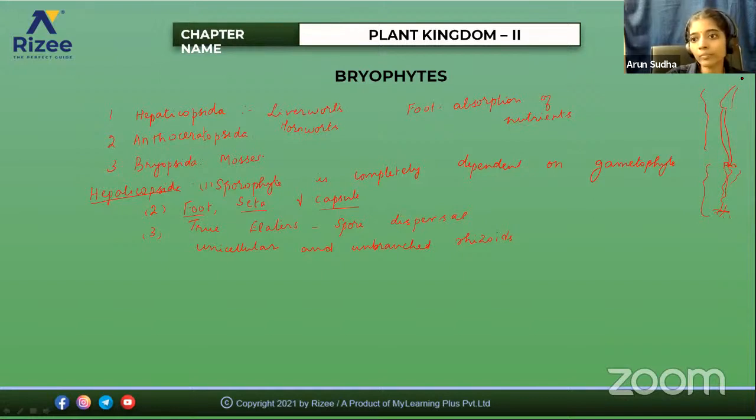So here the spores will be released. This will again form the gametophyte, form a new plant. So this is actually the life cycle or the alternation of generation. So the plant is totally dependent on this gametophytic phase. But if you take Anthocerotopsida, so what is the difference?